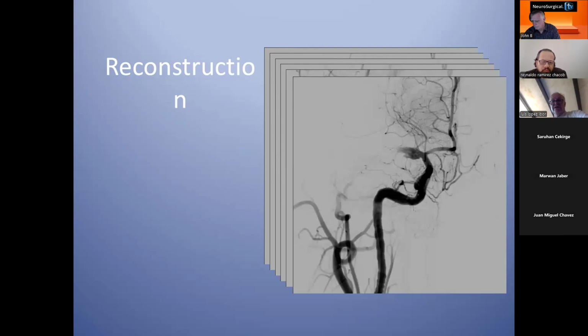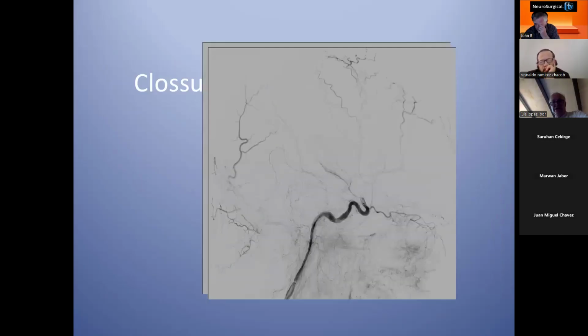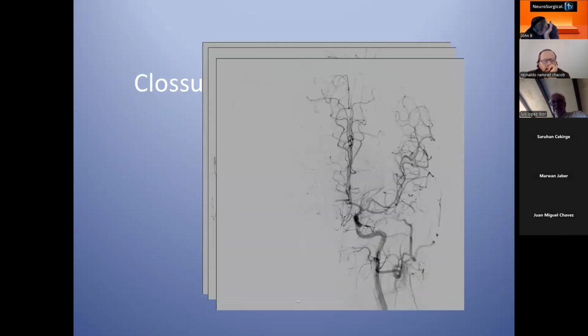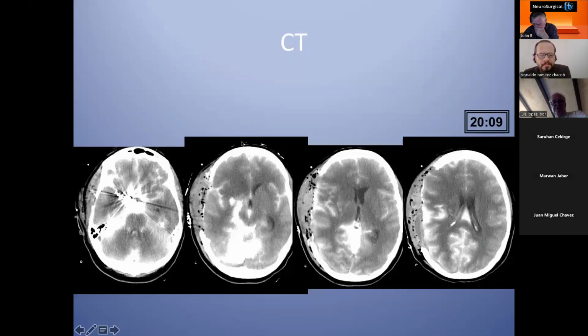Half an hour later, you have more bleeding, thrombosis of the stent. I decided to close the artery with coil. Collateral circulation is very poor. This is the massive hemorrhage.